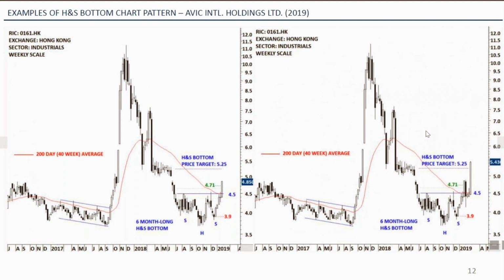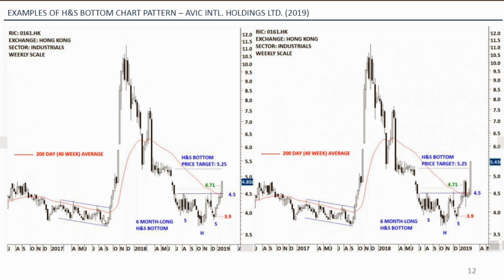Next chart is another example of a head and shoulder bottom. This was a 6-month long head and shoulder bottom. You can see that all these reversal chart patterns took place after we peaked in 2017, end of 2017, global equities peaked. 2018 was a down year, a choppy down year, and then the reversal formations took place. Here in the second half of 2017, a similar breakout took place above the long-term average. This time this was a downward trend channel that broke out on the upside.